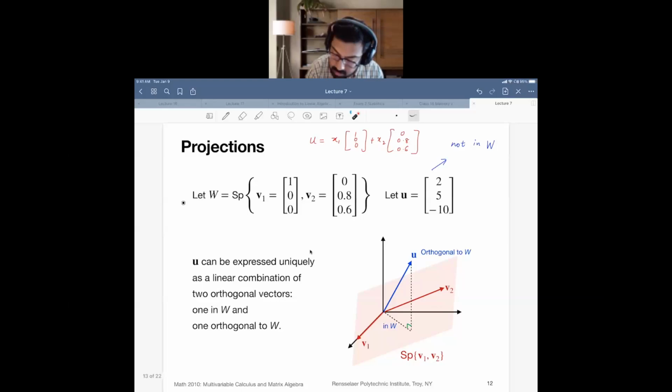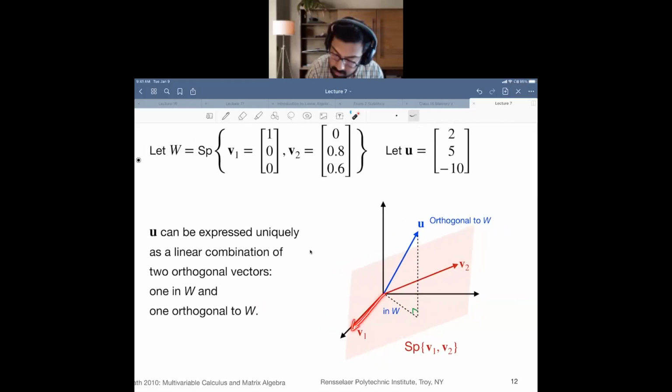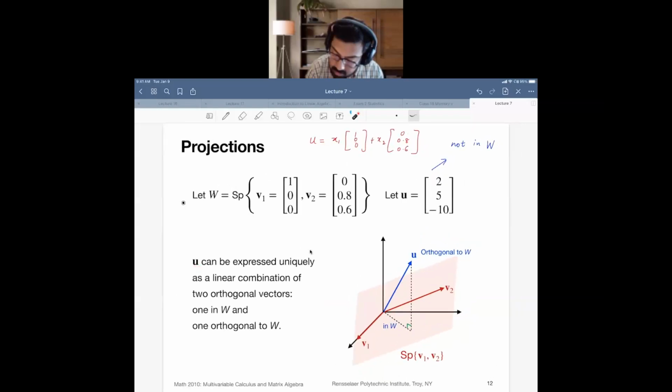So what do you do then? Well, U can be expressed uniquely as a linear combination of two orthogonal vectors, one in W and the one that is orthogonal to W. So what we have here is two vectors, V1 here, V2 there, and the span of V1, V2 will be this plane, right? Any linear combination of V1 and V2 will give you that span that is shaded over there. Now, if you have U, another vector, and clearly this is not in the plane, this is popping out of the plane, how can I express U as a linear combination of two orthogonal vectors?